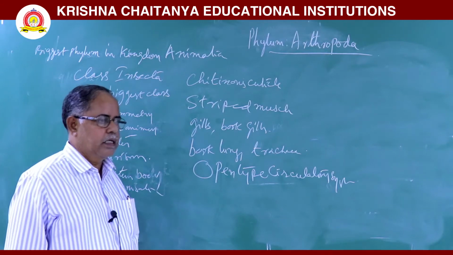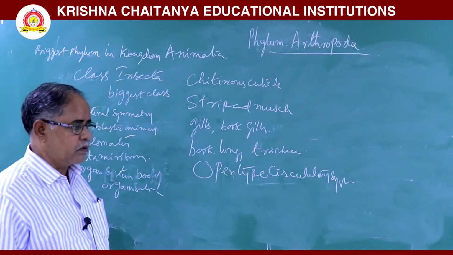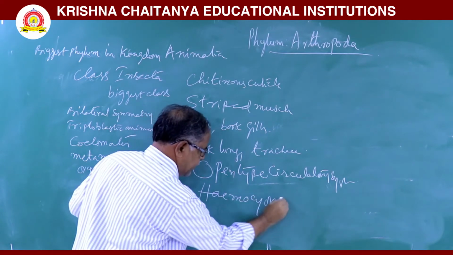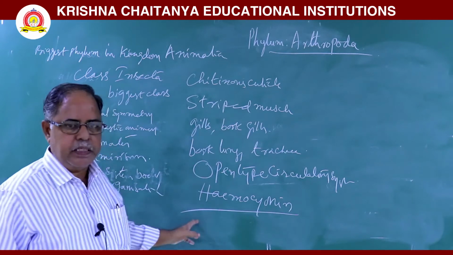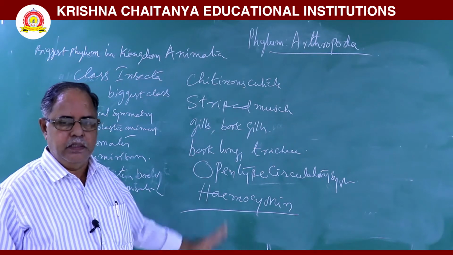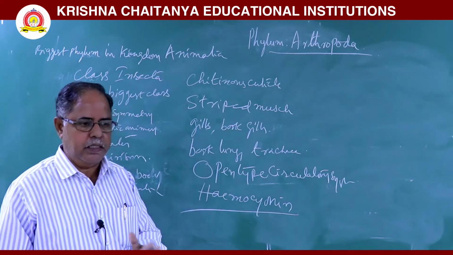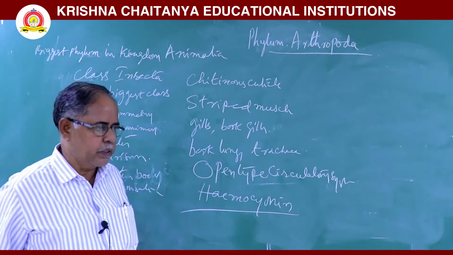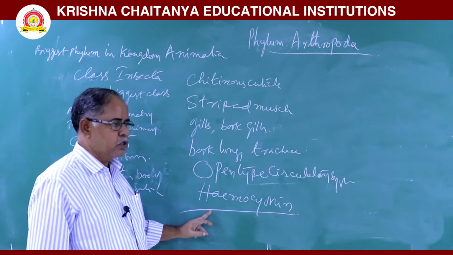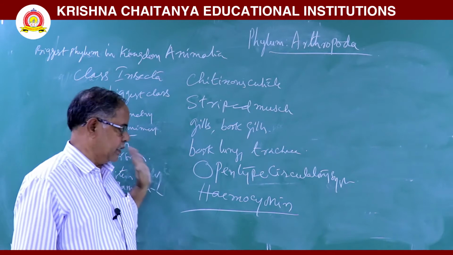In some animals, in the hemolymph, a respiratory pigment is there. This respiratory pigment is called hemocyanin. This hemocyanin is a copper containing respiratory pigment. It is present in some only.